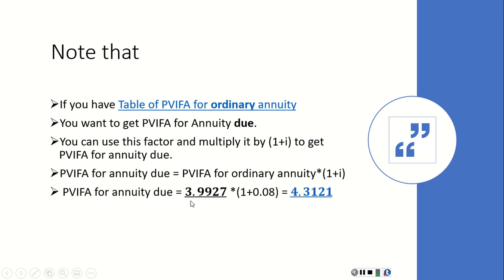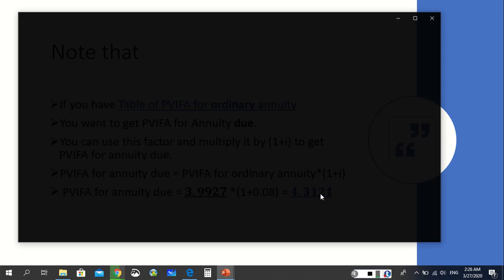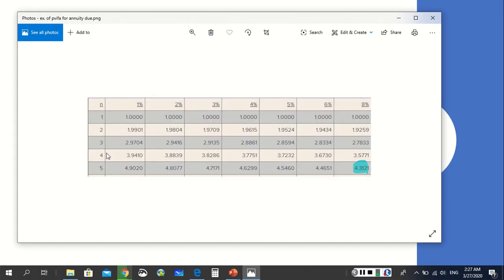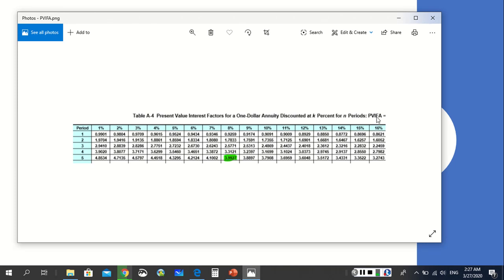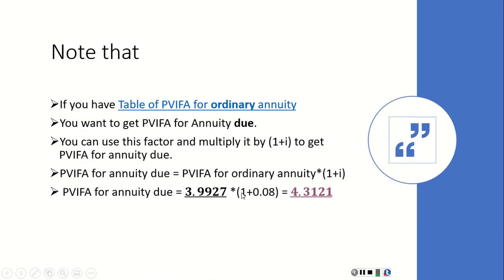In our example, the present value interest factor for annuity due equals 4.3121. If I don't have this table, which gives 5 and 8 equal 4.3121 directly, but we have the value of the present value interest factor for ordinary annuity, we can take this factor and multiply by 1 plus I to get the present value interest factor for annuity due.